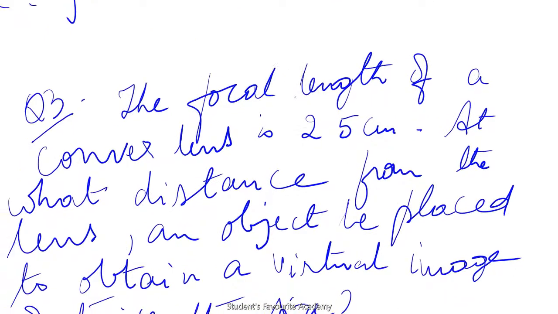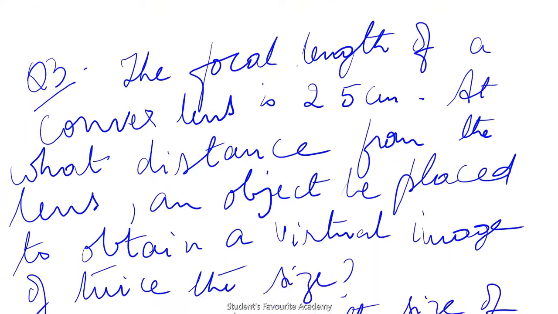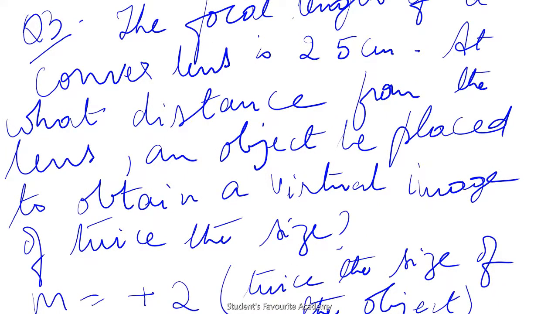Okay. Next, the focal length of a convex lens is 25 centimeter. At what distance from the lens should an object be placed to obtain a virtual image of twice the size?